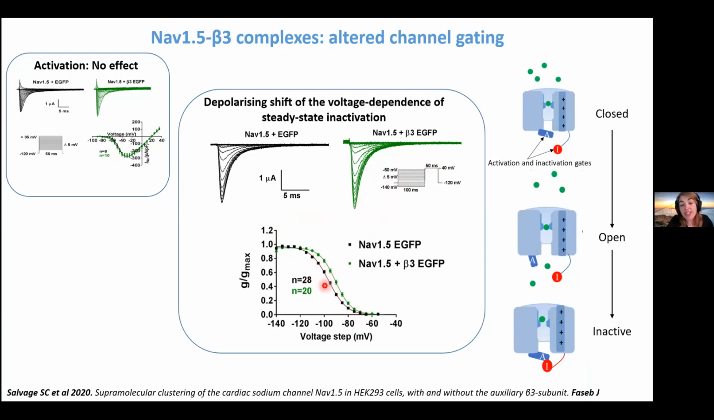Now here you can see that the presence of beta 3 is causing a rightward shift, or a depolarizing shift, of around 5 to 10 millivolts. This has the effect of increasing channel availability at any given voltage step compared to NaV 1.5 alone. Or in contrast, you could look at it that NaV 1.5 without beta 3 has fewer channels available. This is akin to a loss of channel function and could be something similar to what is seen in Brugada syndrome.